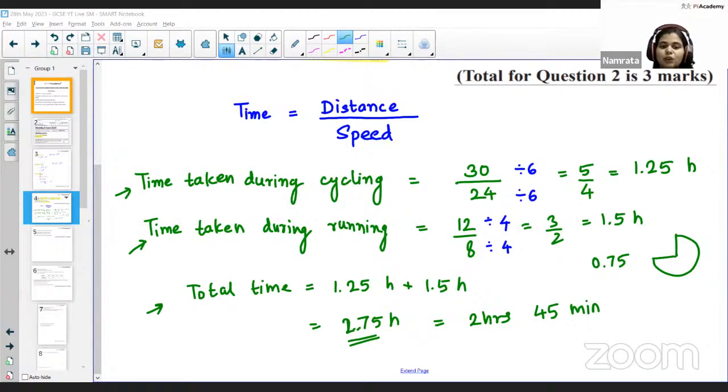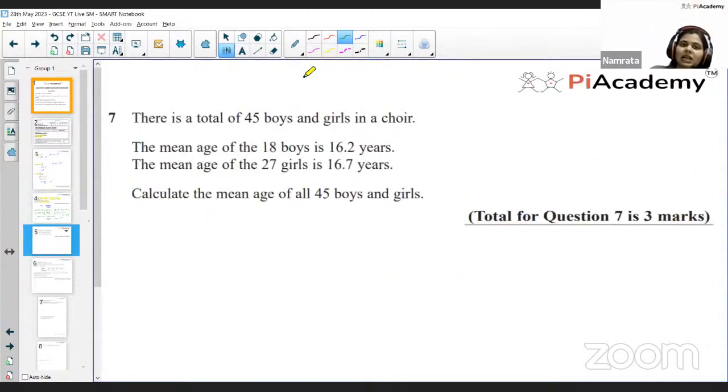Great. Moving on to the next question of the day. All the best, everyone. I'll read it out. There is a total of 45 boys and girls in a choir. The mean age of 18 boys is 16.2 years. The mean age of 27 girls is 16.7 years. Calculate the mean age of all 45 boys and girls. Take your time. We'll start discussing after I start receiving the responses.